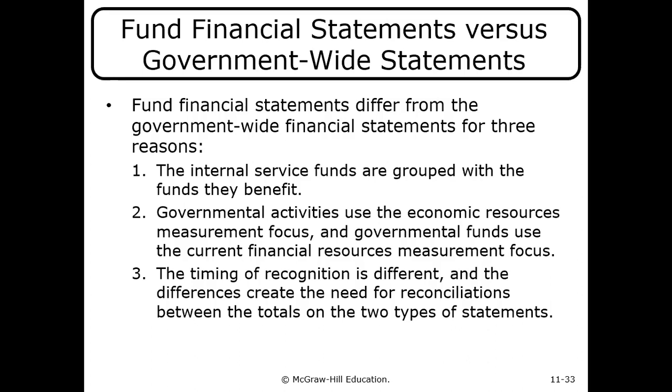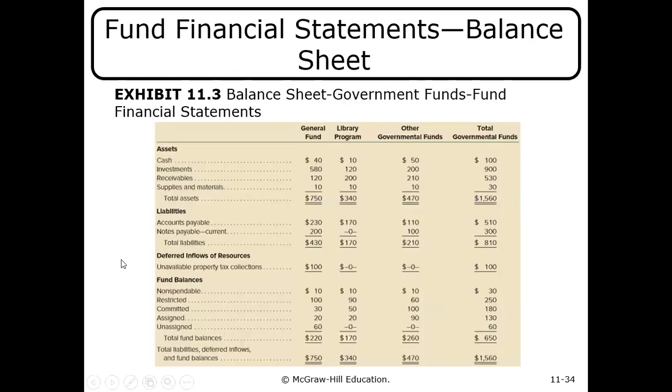The timing and recognition is different on the two financial statements. And the differences create the need actually for reconciliations between the two, which you're going to see in chapter 12. So now take a look at the fund financial statement. Take a look at the assets: cash, investments, receivables, supplies, and materials. There's no other assets here.